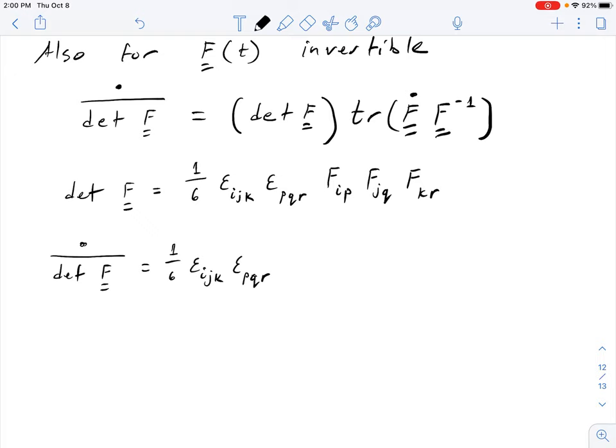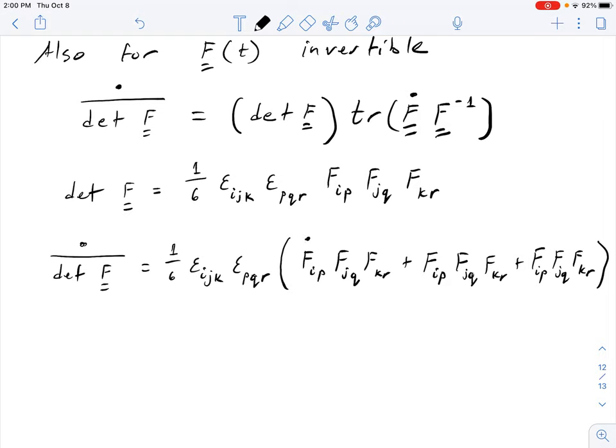And it'll just be the time derivative of each of those three times the other two. So that's going to be, we'll put the dots in at the end. All right, so here the dot goes on the first one, here on the second, here on the third. Let's leave that one that way for now and go to the other side of it, this determinant of F times that trace thing there. And we're going to work from both sides until we manipulate them into being the same expression.